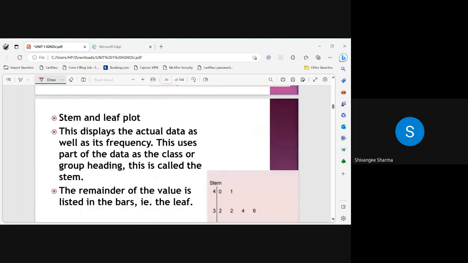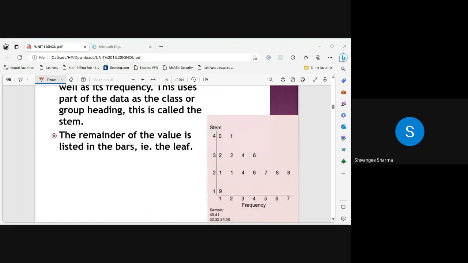Next, the last one is the stem and leaf plot. This displays the actual data as well as its frequency, right? Whatever the actual data is, then its frequency. On the x-axis we take frequency and on the y-axis we take the stem. Suppose the values are 1, 2, 3, 4, and with respect to 1, we have 9, then 1, then 2 and 0.